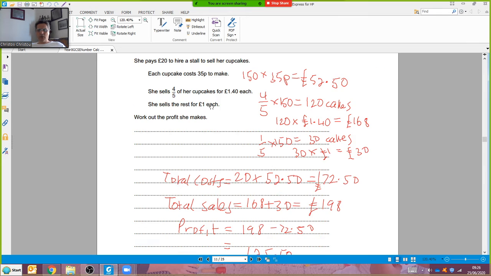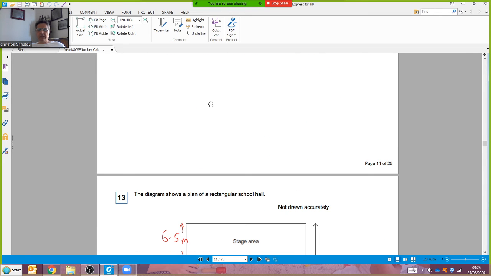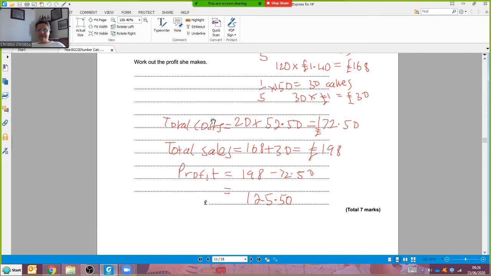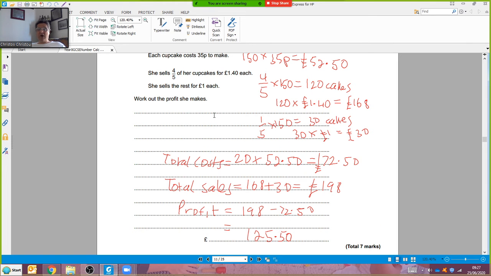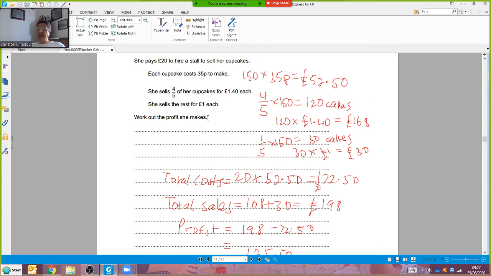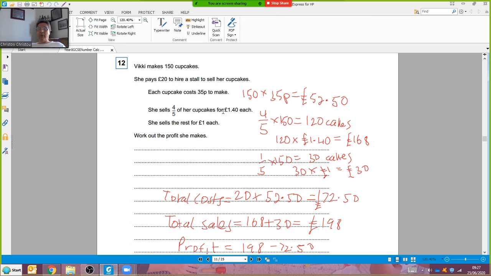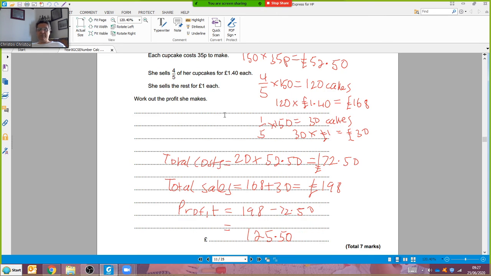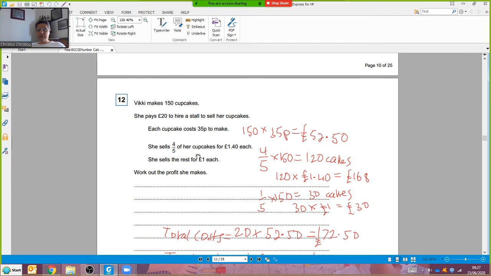Question 12, is this the last one? No, it's not. Another massive monster question, 7 marks at GCSE. Again, not difficult maths, but millions and millions of steps. Well, probably about 7 steps. It just feels like millions when you read it. So she's going to make some cupcakes. She's going to pay £20 to hire the stall and then sell her cakes in this stall in the hall, I presume. Each cupcake costs 35p to make.